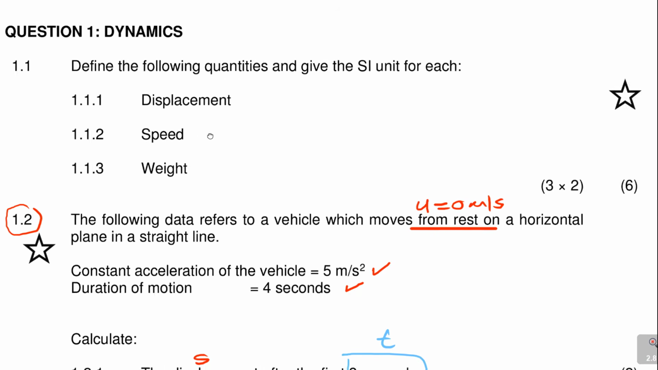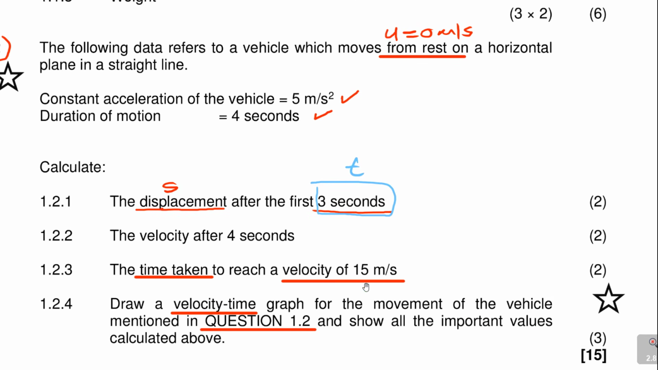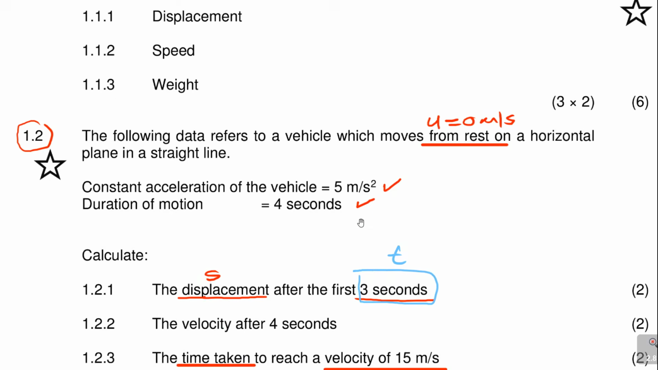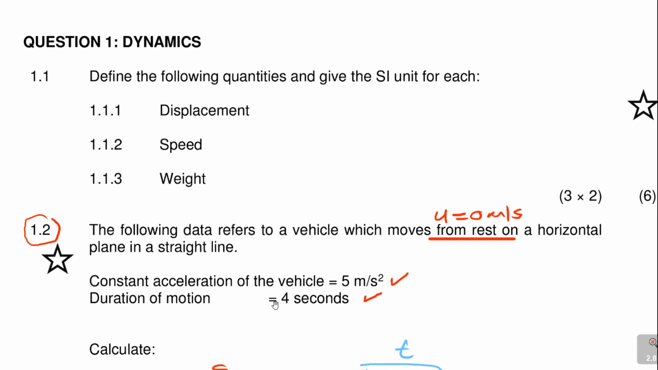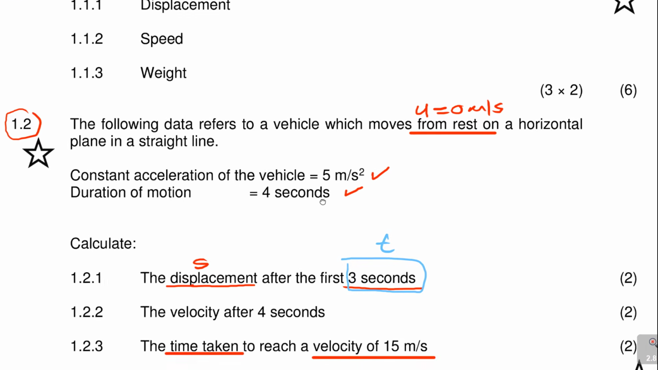On dynamics. How many marks? 15 marks. Now let me make this clear. As I said with you guys, I'm going to answer the whole of this paper from dynamics.